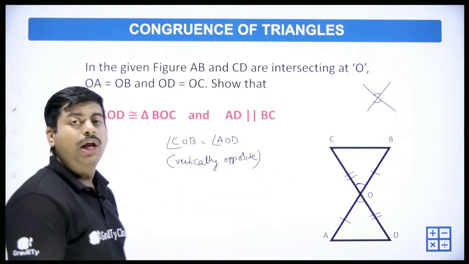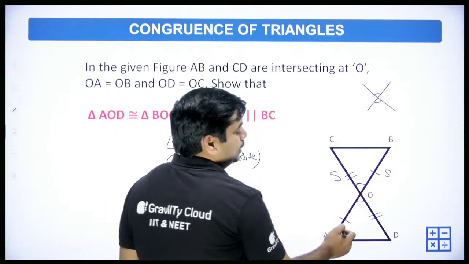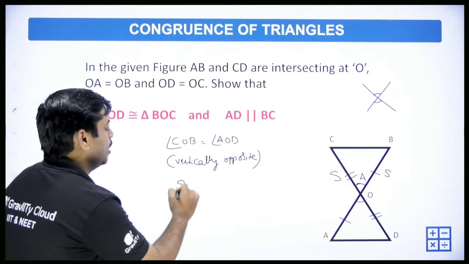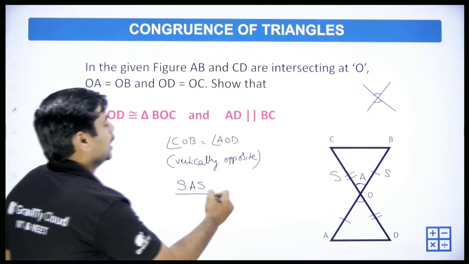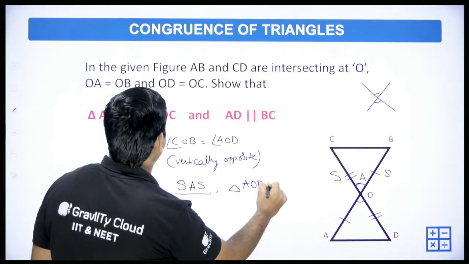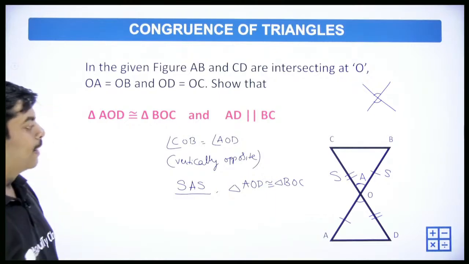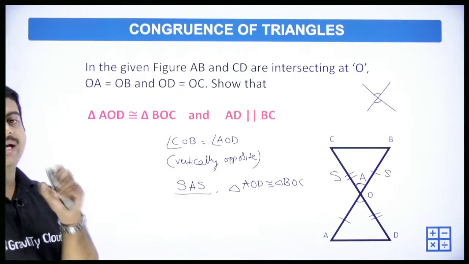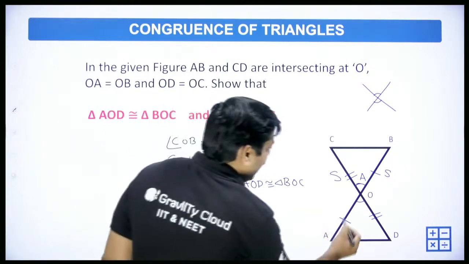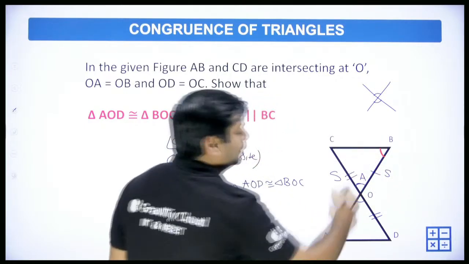Okay. So now you can say that this one side is common to this side, and we have an angle. So using SAS property, using SAS congruence, I can say that triangle AOD is congruent to triangle BOC. Right? Okay. So now, as these two are congruent, I can say that there are two angles which are equal. Angle OAD and angle BOC.